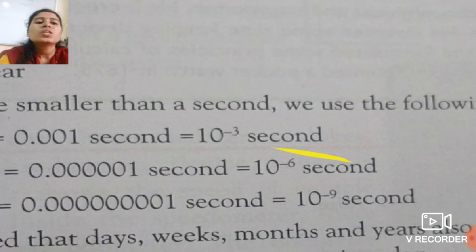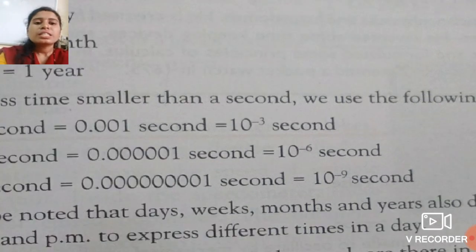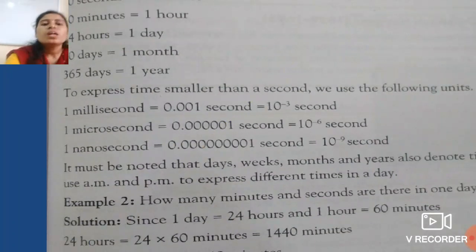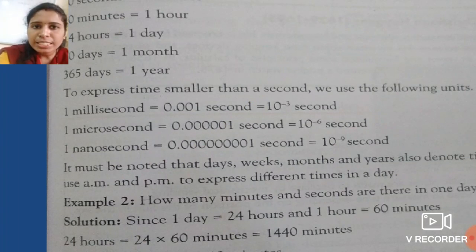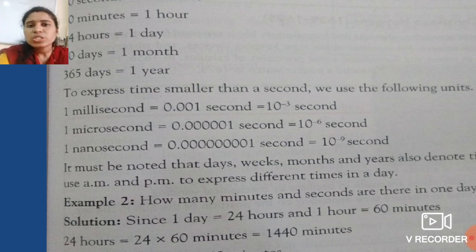So you can write over here in this fashion like 10 raised to minus 9 second. Okay students, so these are very smaller units than the second. So we can use these following units in this fashion. So just like days, weeks, months, years, they are also denoted in the fashion that means AM and PM, which is expressed in different ways.